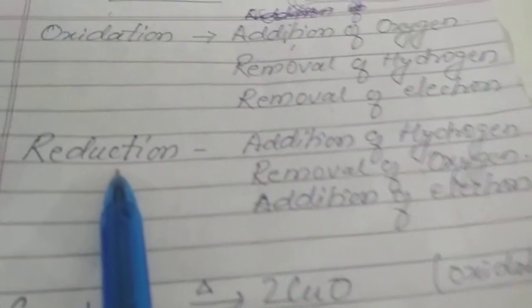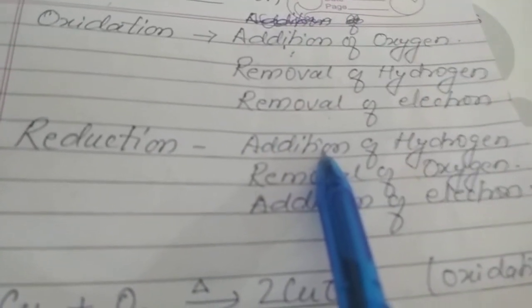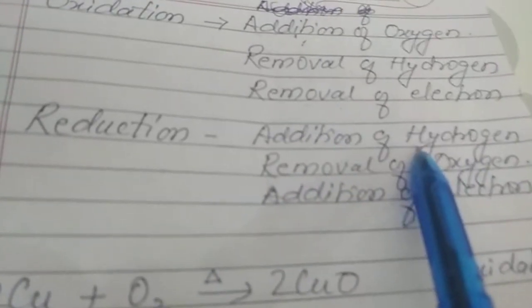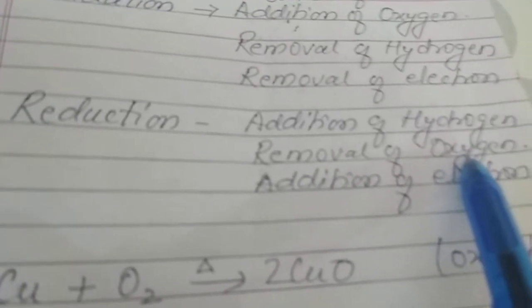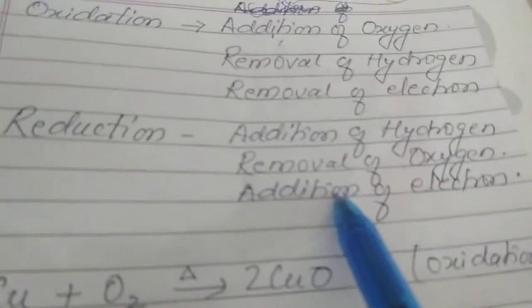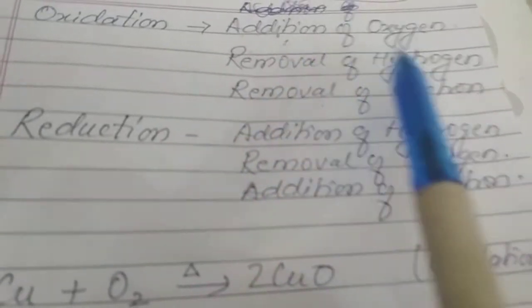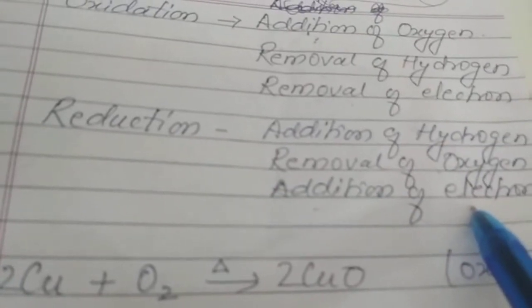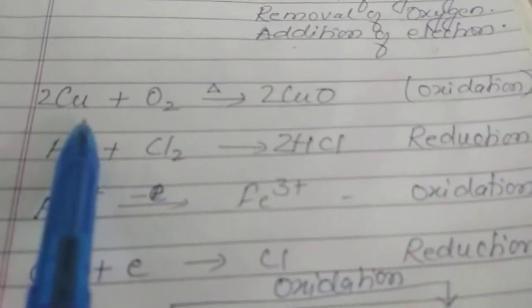Next is reduction. Reduction means addition of hydrogen. This point you have to keep in mind, very important. Addition of hydrogen or removal of oxygen, and addition of electron, just the reverse of oxidation. You can see addition of oxygen or addition of hydrogen, removal of hydrogen or removal of oxygen, removal of electron or addition of electron. So these 3 points, according to the 10th class level, you have to keep in mind. Now with the help of some examples, I am going to explain it to you.